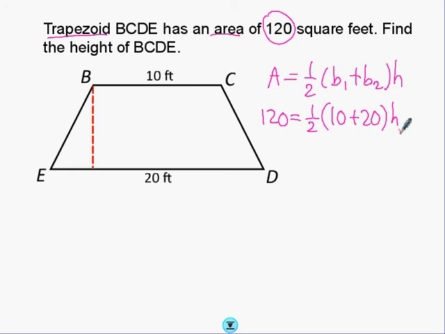Again, I'm just going to do a little bit of arithmetic. 10 plus 20, I'm doing this first because it's inside the parentheses. 10 plus 20 is 30. Half of 30 is 15. Times the height divided by 15. So the height of this trapezoid has to be 8.